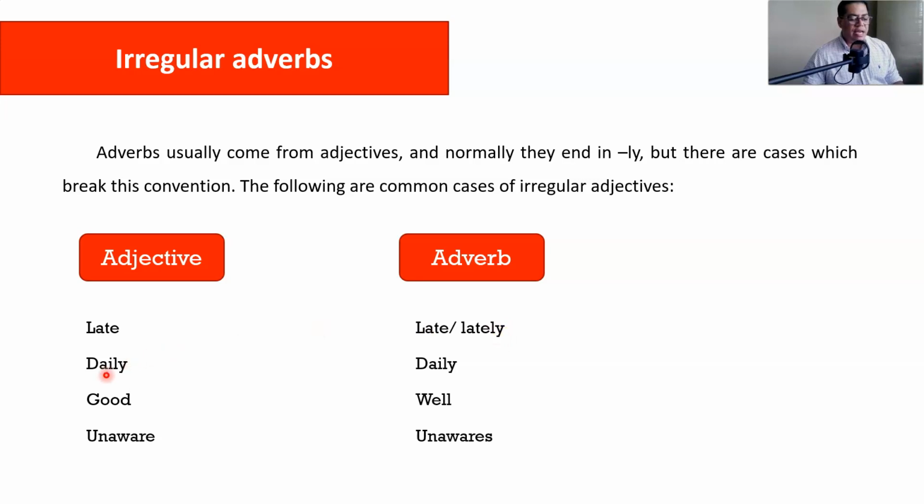Daily, we have the adjective daily, and the adverb is daily as well. The adjective good, and the adverb is well. I don't say goodly, right? I don't say goodly, just like I don't say dailily. Unaware is an adjective, and the adverb for unaware is not unawarely. The adverb is unawares. Although, to be honest, this is not a very common adverb. You will not find it very commonly. There are more cases of irregular adverbs, so I recommend you go ahead, take a look at the material, take a look at the book, take a look on the web, do your search, and get informed on this.